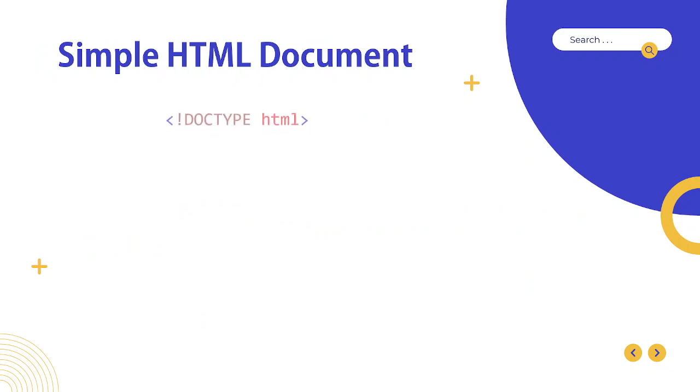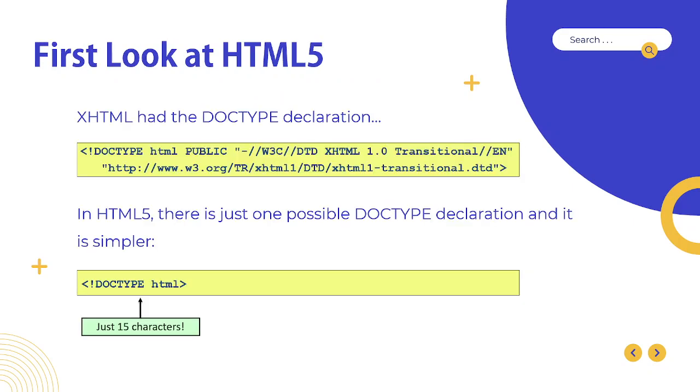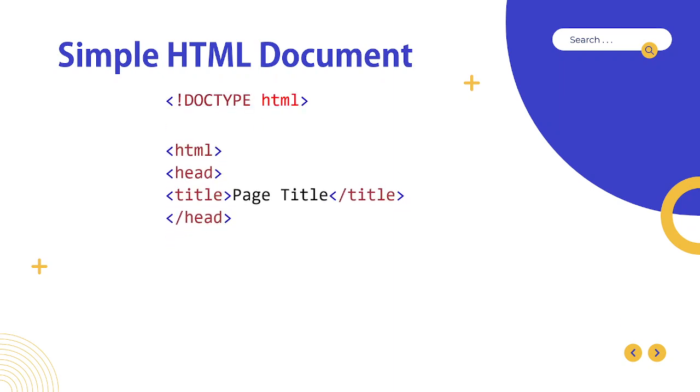A simple HTML document will start with the document type, or the doctype declaration, and then followed by the HTML head. Inside the head is the title. You can edit your own title here. You can select whatever title best fits your web page.